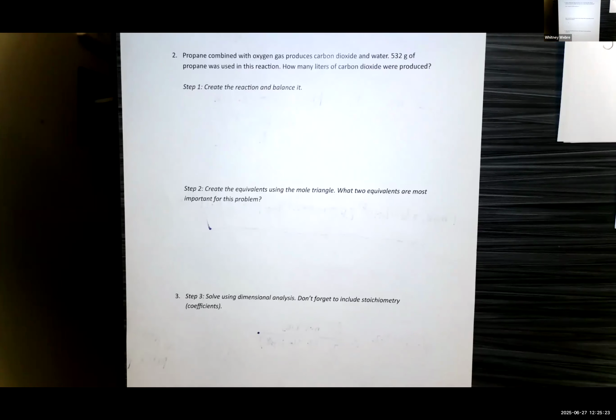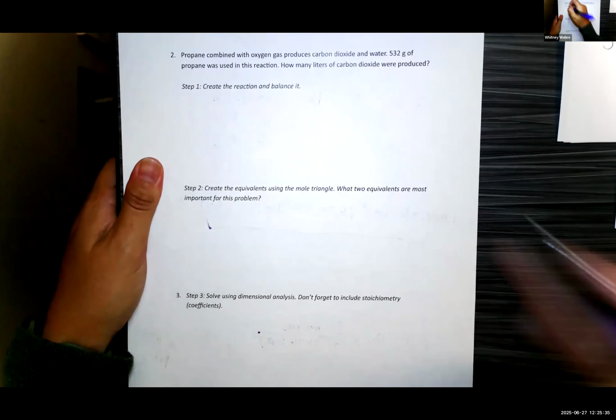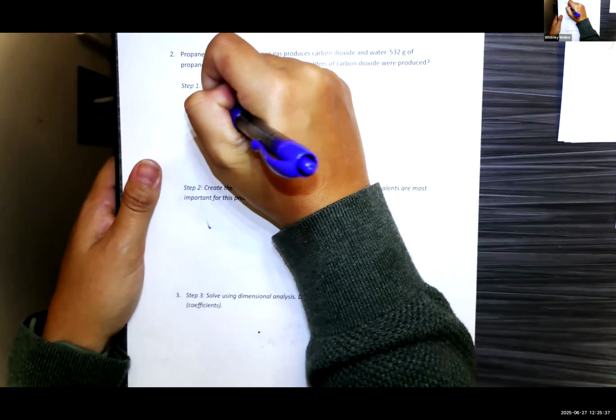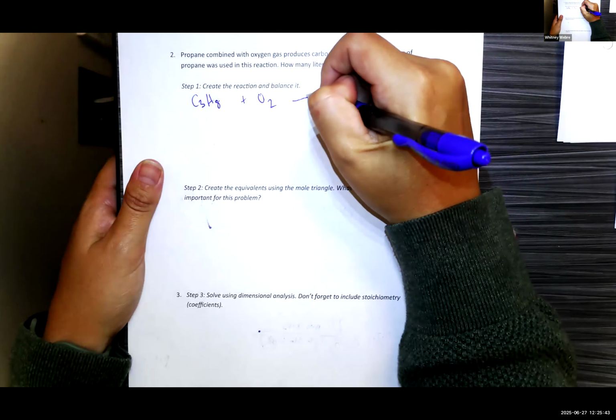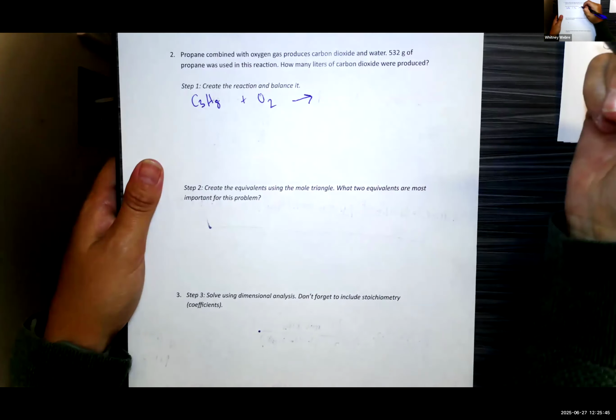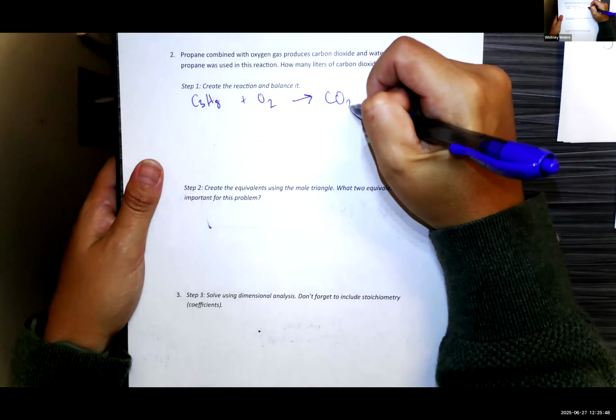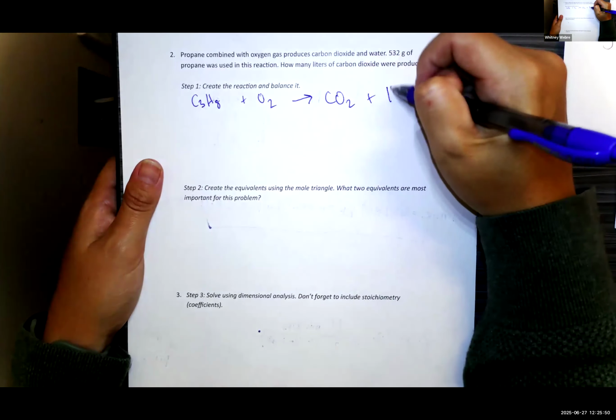So this one says propane combined with oxygen gas produces carbon dioxide and water. What does that reaction look like? So before you can balance it, let's write it out. What is propane? C3H8, all right, plus oxygen gas, O2, and then CO2, right? Sorry, I said carbon dioxide plus water, so that's H2O.